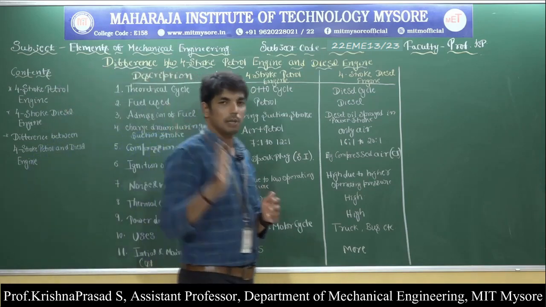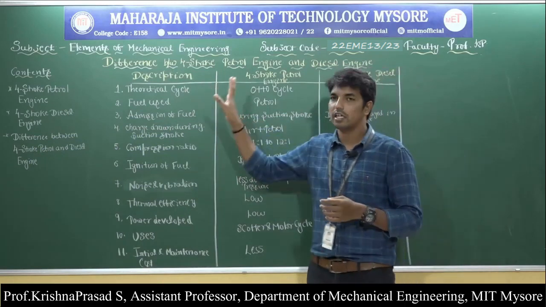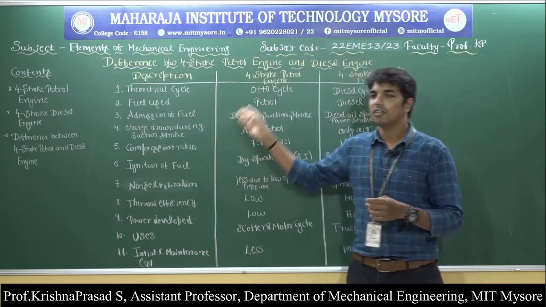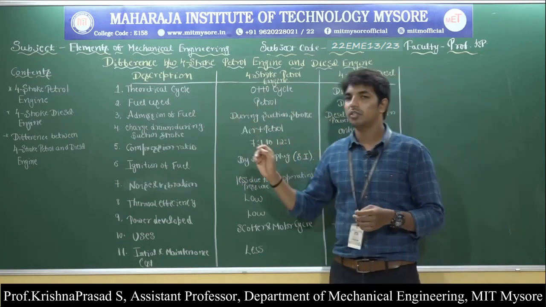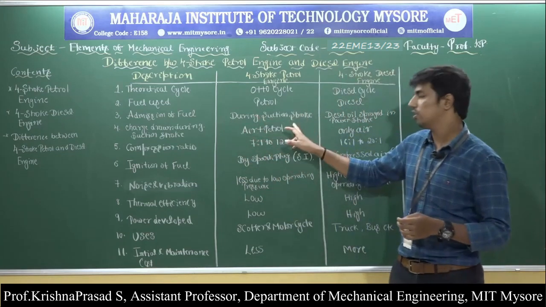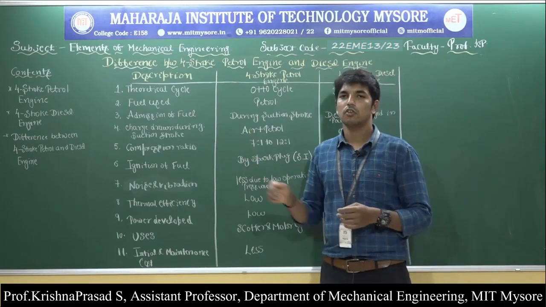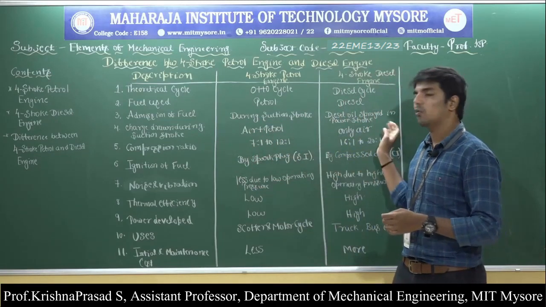Okay, so some of the important points in the differences we need to observe. First one is the theoretical cycle, that is the Otto cycle and the diesel cycle. Then fuel used, it is very simple. If it is petrol, then it's called a petrol engine. If it is diesel, then it is called a diesel engine. Then admission of the fuel: here during the suction stroke itself, but there during the power stroke. Then the charge drawn during the suction stroke: both air and petrol, but there only air.